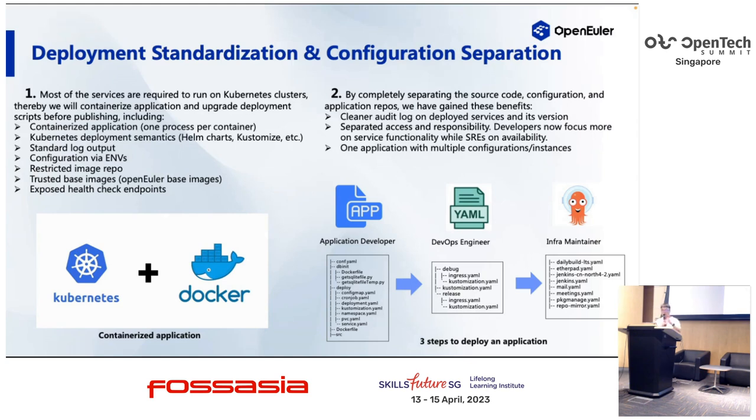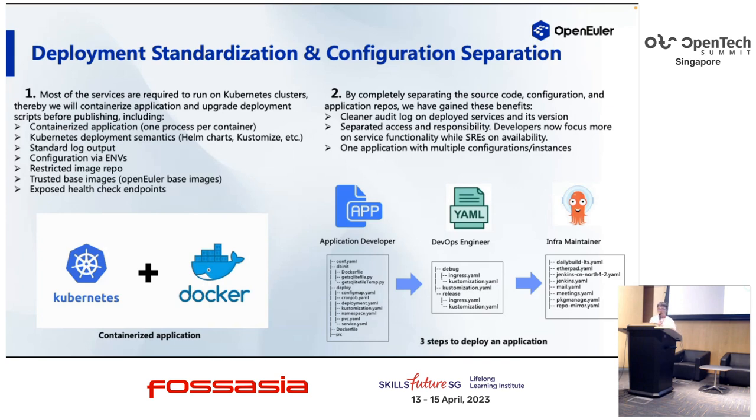The next several rules include standard log output and configuration, with sensitive data passed via ENVs, because we use the Vault backend and centralize all of the data with our small tool called Secret Manager. We also ask our developers to push images only to the restricted image repo. Actually, we don't use Docker Hub, because we have some tools on our private repos which are used to scan for CVEs and perform some checks before deployment.